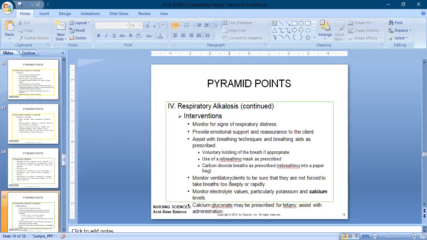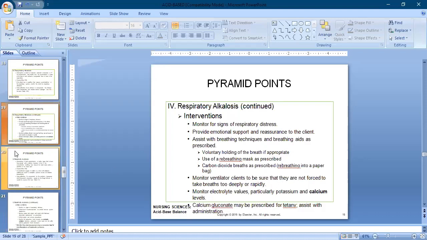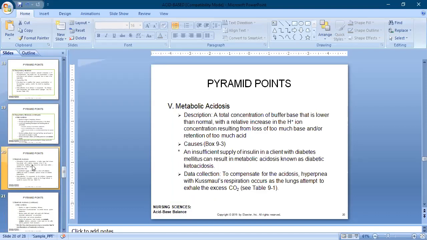Monitor the ventilated client to be sure they are not forced to breathe too deeply or rapidly. Monitor the electrolytes, vital signs, and blood gas analysis. Calcium gluconate may be prescribed if your patient has tetany. So what next? Next, metabolic.